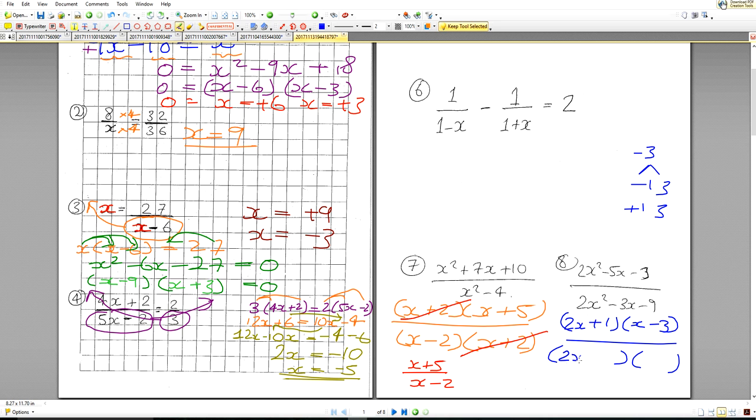Again, we've got to have a 2x here, and the other 2x to multiply to be 2x squared. We have a minus 9, so that'll be minus 3 and plus 3 in that orientation. So 2x times by minus 3 gives you minus 6x, and then you add the 3x, that gives you minus 3x. Now, can we cancel anything down? And the answer is yes. Divide that by x minus 3, divide that by x minus 3, and we're left with our answer. Our answer now is 2x plus 1 divided by 2x plus 3.